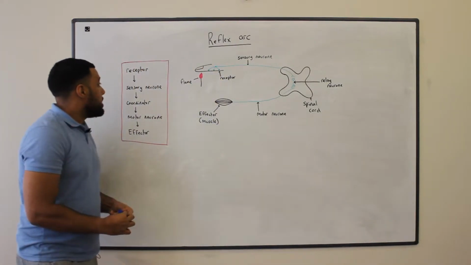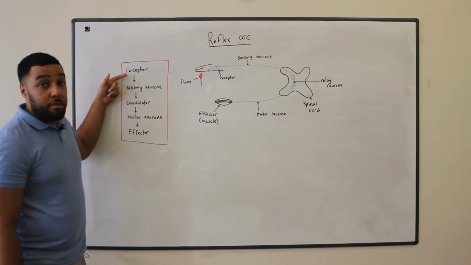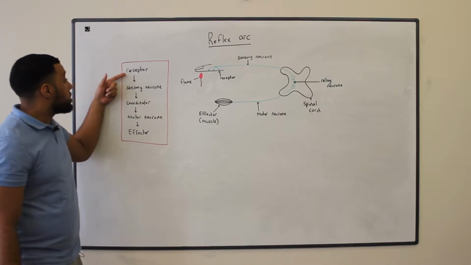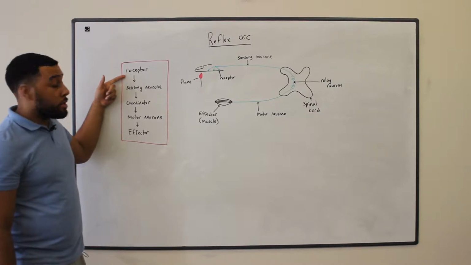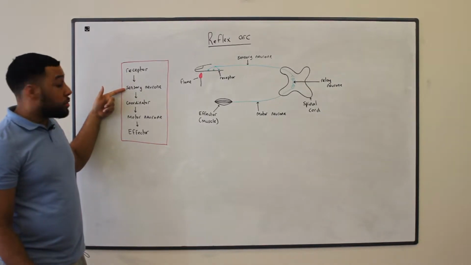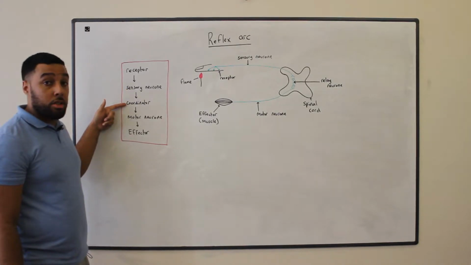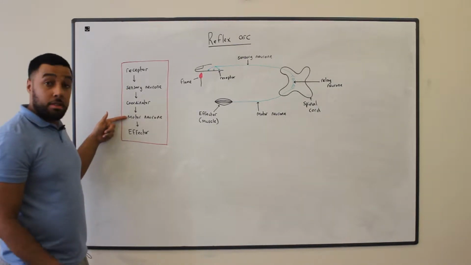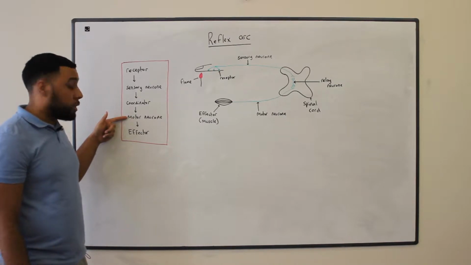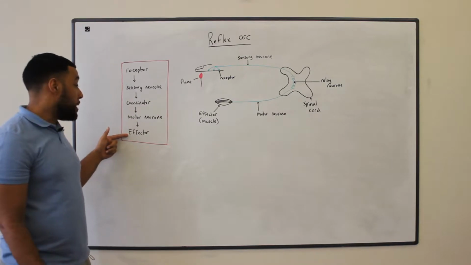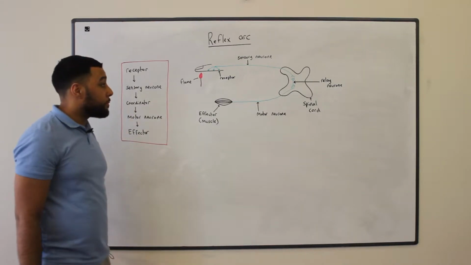What you'll notice is that the processing of a reflex is very similar to how our central nervous system works. We still have receptors sending an impulse along the sensory neuron to the coordinator, which will pass an impulse along the motor neuron to the desired effector, whether that be in a muscle or a gland.